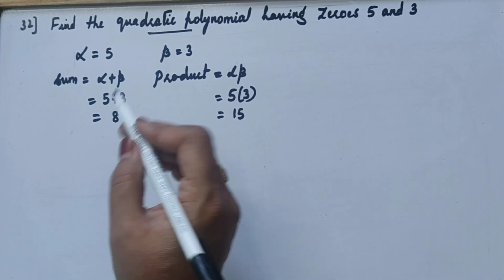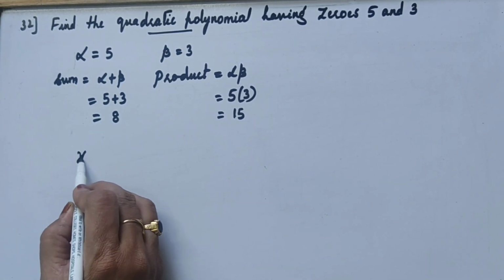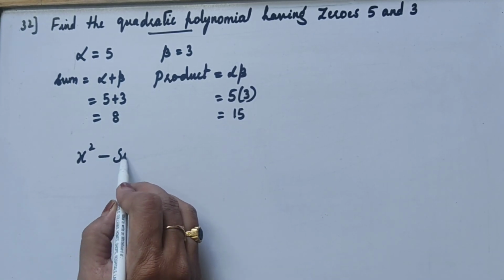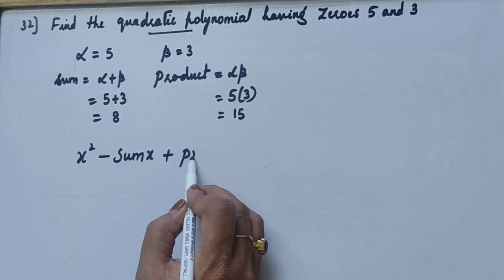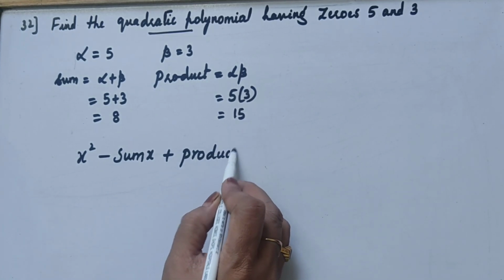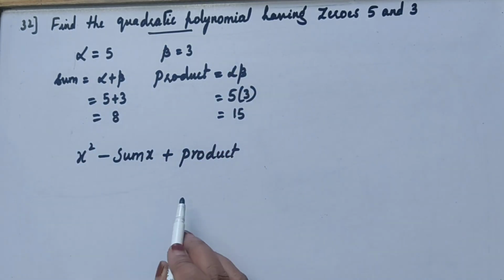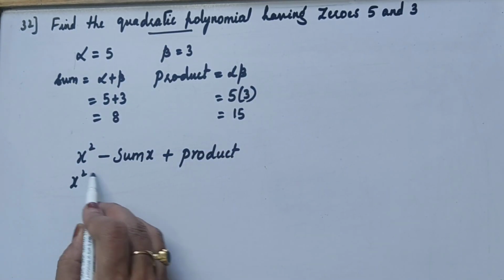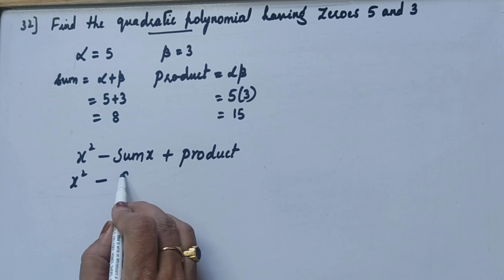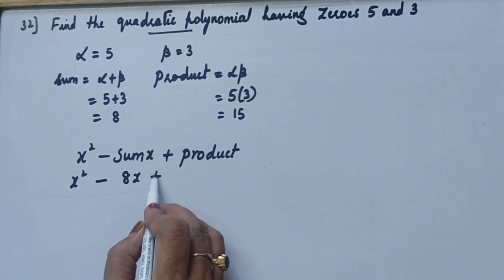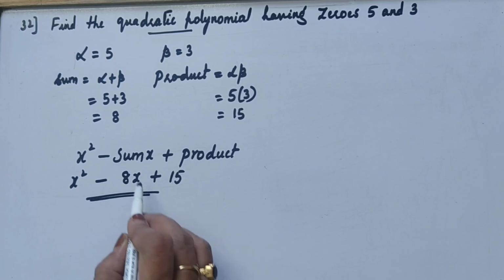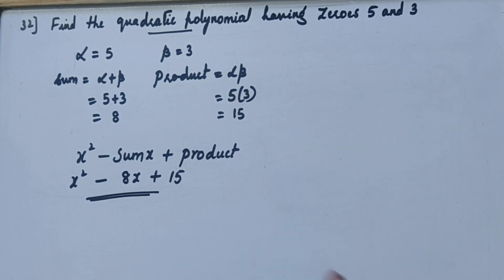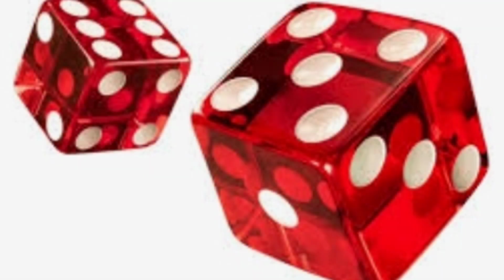Now the quadratic polynomial equation is x square minus sum of zeros x plus product. This is the equation to find the quadratic polynomial. x square minus sum is 8, 8 into x plus product is 15. So this is a quadratic polynomial. Hope this is clear to you all.